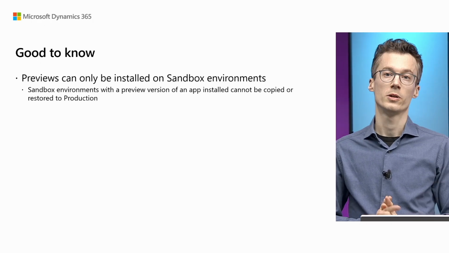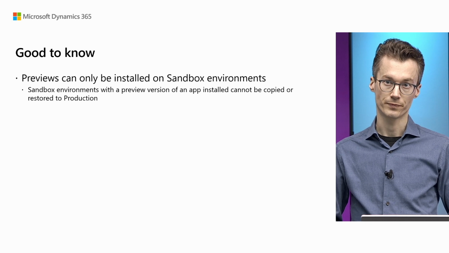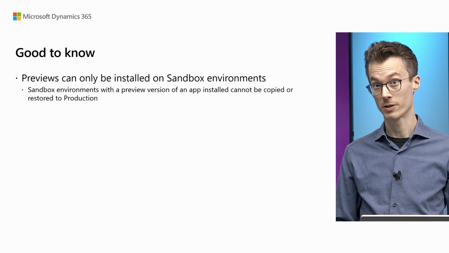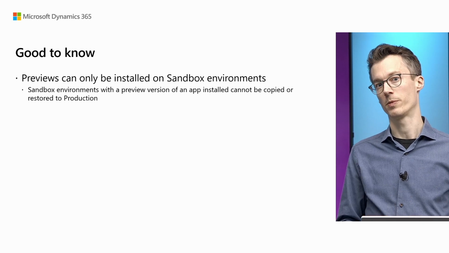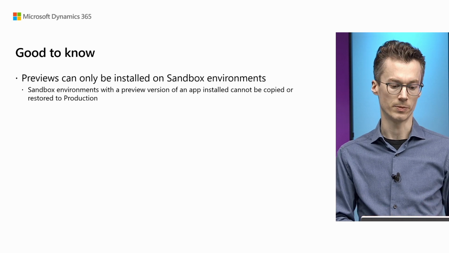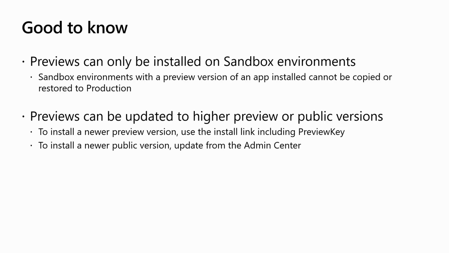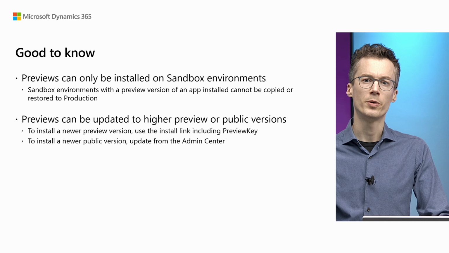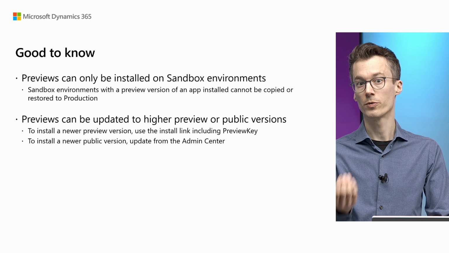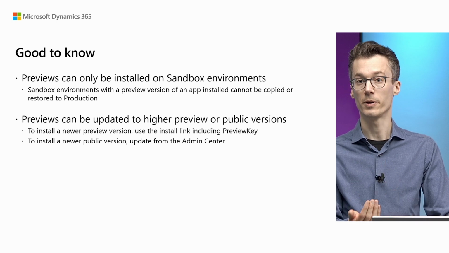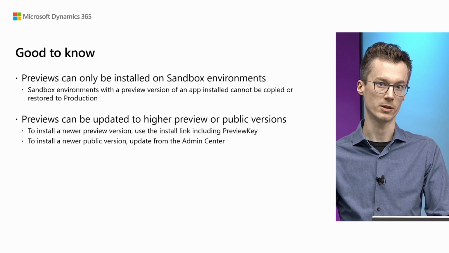There's a few things also I would like to share here that are good to know. So preview apps can only be installed on sandbox environments. If you have a sandbox environment with a preview version of an app installed, that environment cannot be copied or restored to a production environment. Previews can be updated to a higher preview version or a public version. And then to install a new preview version, use the same install link with the preview key. Or if you want to install a new public version, you can do that from the admin center.